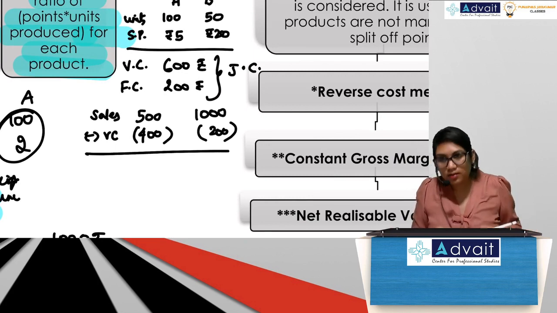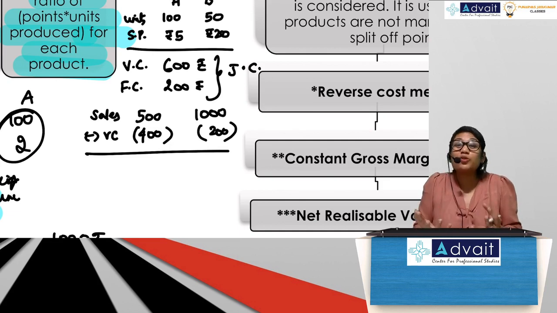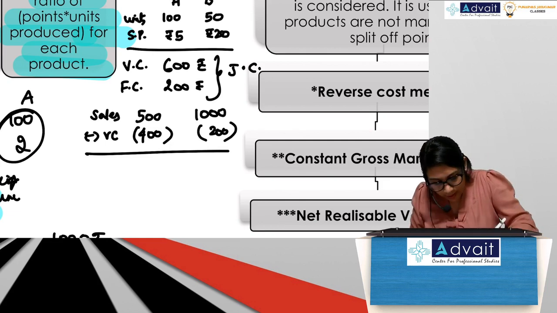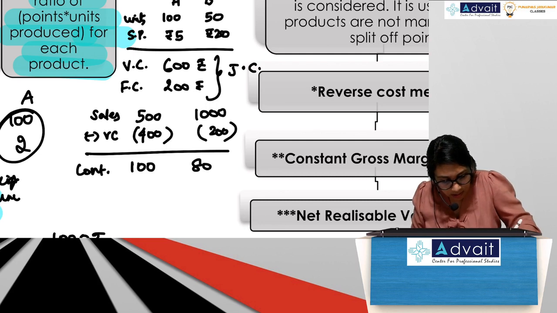So what do I get? Why am I doing sales minus variable cost? I need contribution. Otherwise how will I get contribution? Then again separately I have to calculate. So calculate like this only. So what do I get? Contribution. How much? 100, 800.